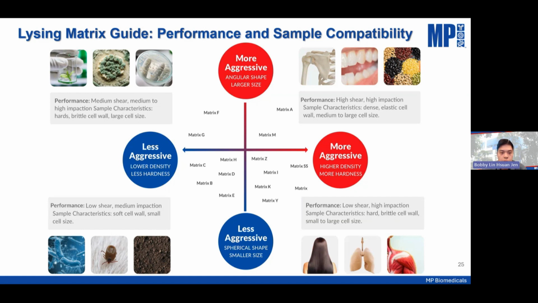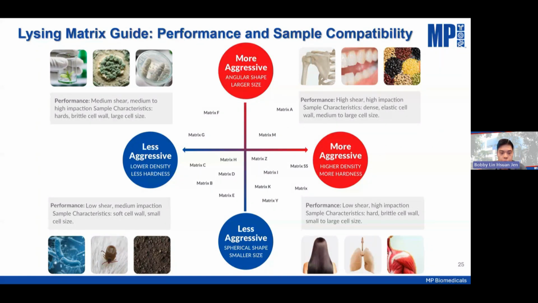By understanding the different quadrants of this graph, we're able to select the right lysing matrix according to your sample types. For example, if we are extracting from harder samples such as bones or teeth, you may want to look at the top right quadrant, which uses lysing matrix A and M, since the beads are more angular in shape and typically larger in size, which is better to pound the hard sample like bones, and to use the angular shape to really shear down the brittle material.